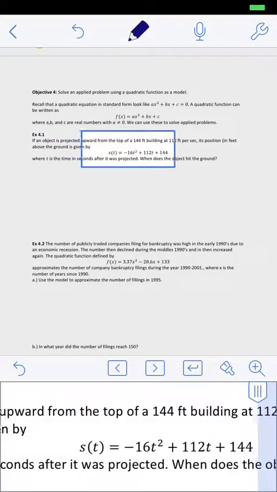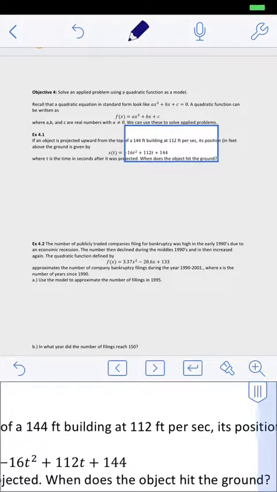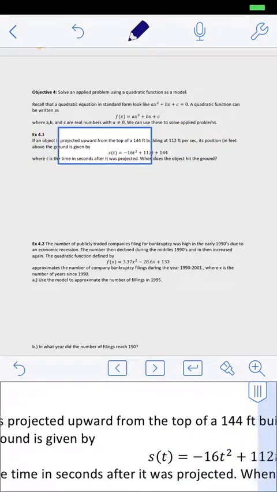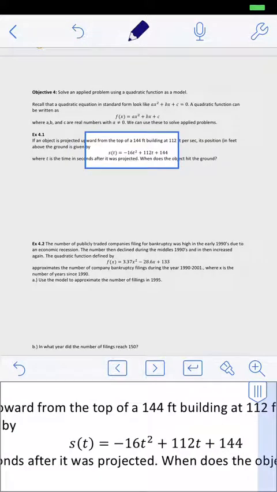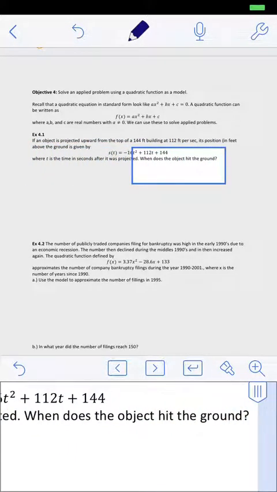If an object is projected upward from the top of a 144-foot building at 112 feet per second, its position in feet above the ground is given by s of t is equal to negative 16t squared plus 112t plus 144, where t is the time in seconds after it was projected. When does the object hit the ground?